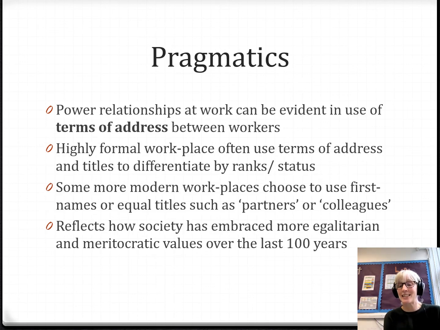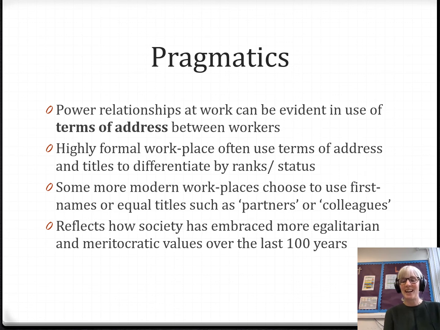So pragmatics is about relationships. It's about things that are inferred or implied through language. And one of the ways you can see what power relationships are at work can be seen in the terms of address that are used between workers and between different hierarchical levels. Highly formal workplaces often use terms of address and titles to differentiate by ranks and status. So if you think about things like the police force, the armed forces, they have very, very strong titling of who has more power. Some more modern workplaces choose to use first names or equal titles.